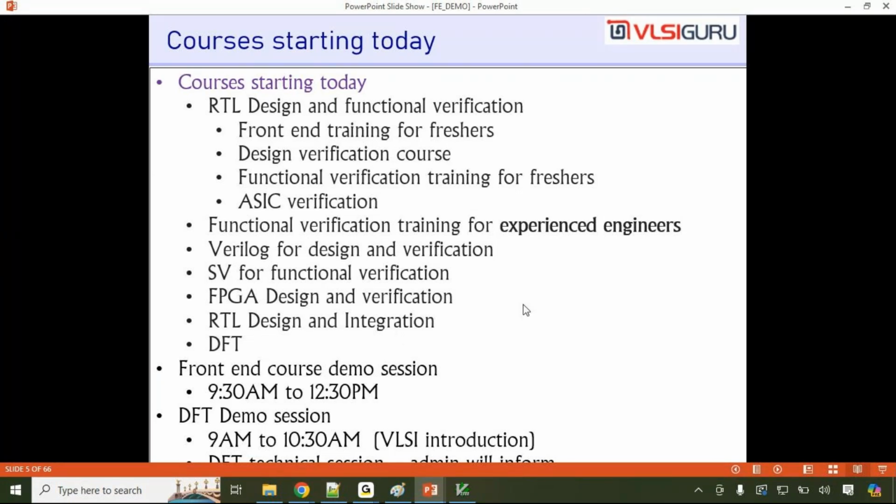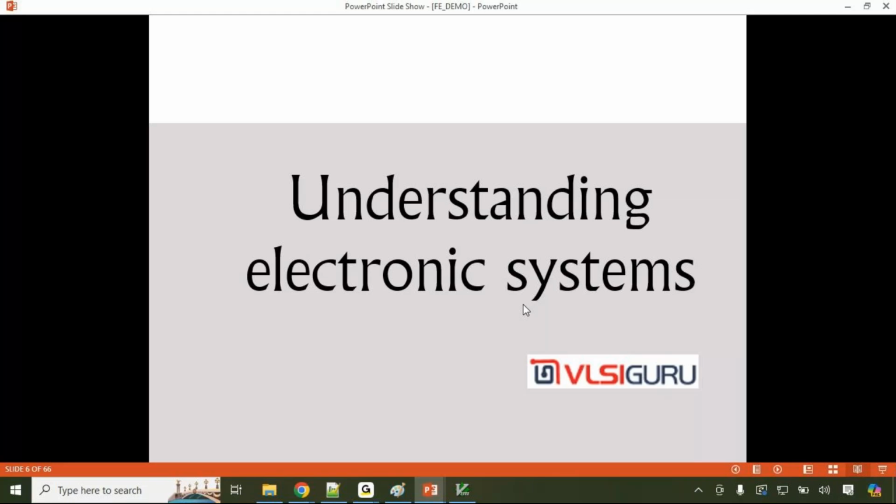Understood. Yeah, thank you. So let us start off with understanding electronic system. The basic idea is to help you understand what goes into an electronic system, what all layers are there, those things.